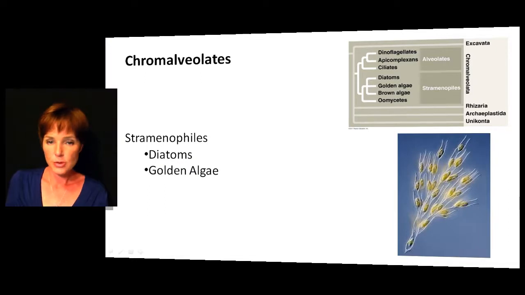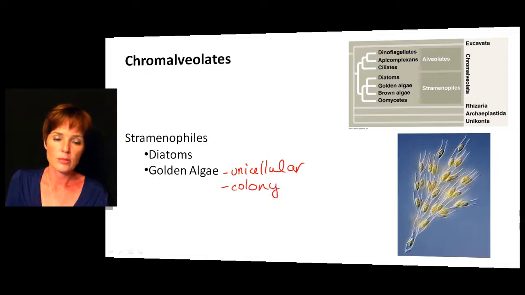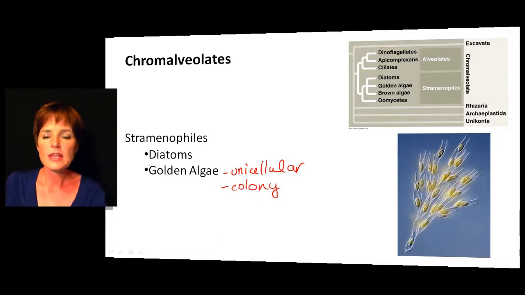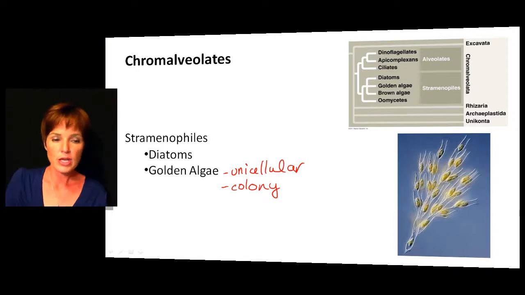Another one that is part of this group is the golden algae. In the golden algae, we have some forms that are unicellular, or single cells. And then we also have some that have more of a colony life cycle or lifestyle. And that's what you're seeing in this picture here, where you have multiple individual cells that are living together, working together as a colony. So they're working kind of towards a similar goal here. The golden algae have brown and yellow pigments, and that's where the name comes from.